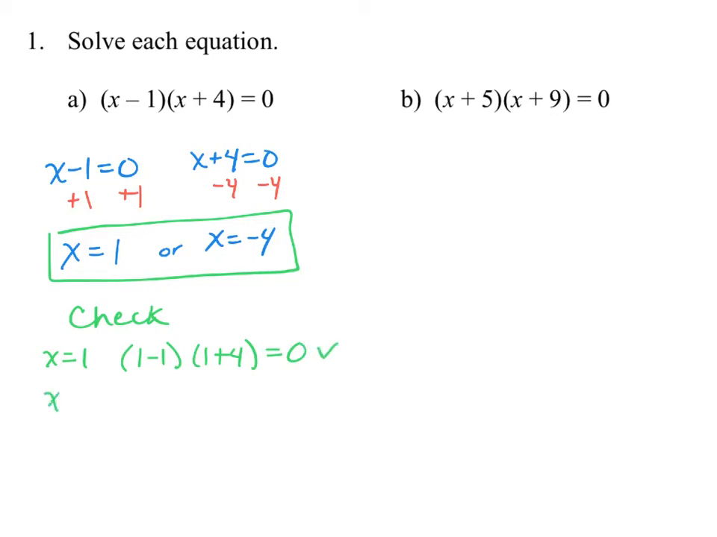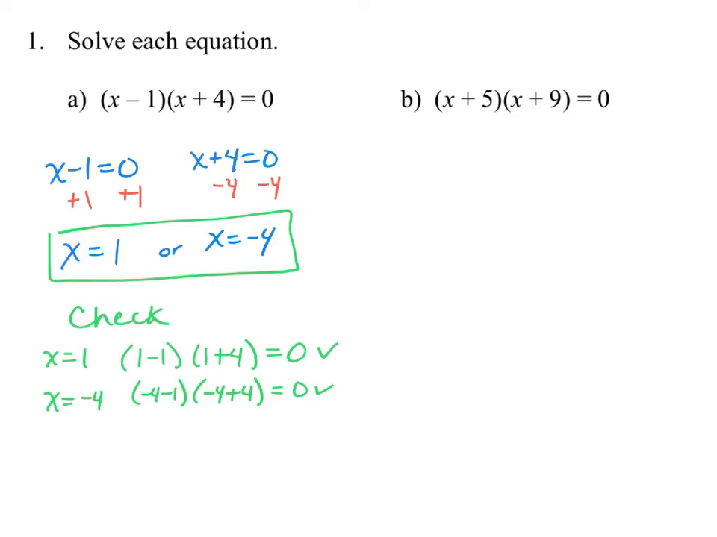It checks. And we can also check x equals negative 4 by plugging it into each x in the original equation. We get negative 4 minus 1 times the quantity negative 4 plus 4. So that gives us negative 5 times 0, which is also equal to 0. So we know those are the two solutions to this equation.